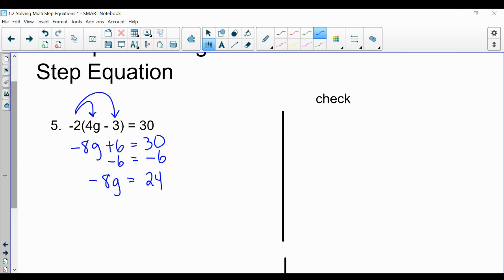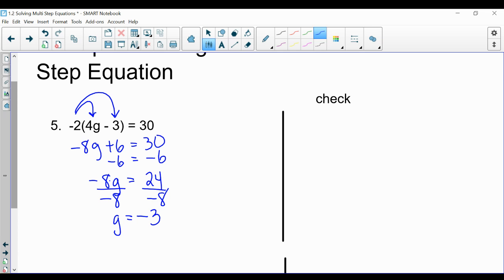Now I have a multiplication problem here. So inverse operation of multiplication is division. So I'm just going to divide. So now I have G by itself. So 24 divided by 8 is 3. And I have one positive, one negative. So therefore, the answer is going to be a negative 3.